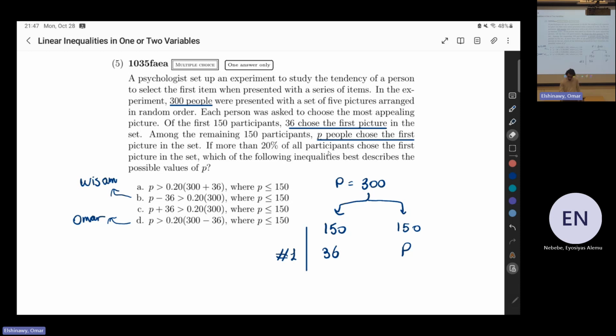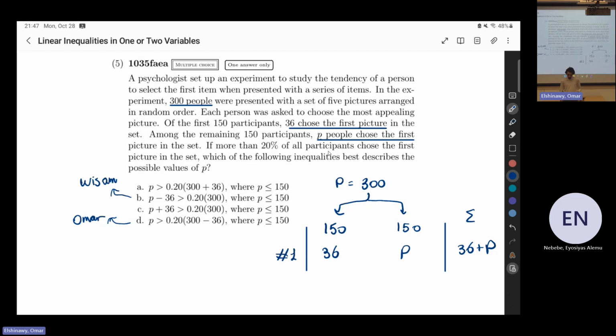So I want to ask you guys a question. In the first group, we have 36 people who chose the first picture. In the second group, we have P people who chose the first picture. Then how many people out of the 300 people that we have chose the first picture? 36 plus P. Is this okay? Yes. So the total count of people who chose the first picture is 36 plus P.